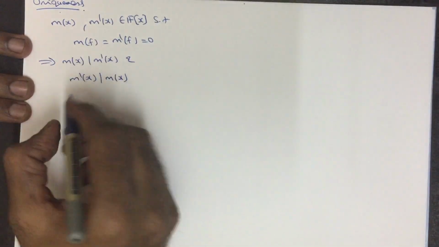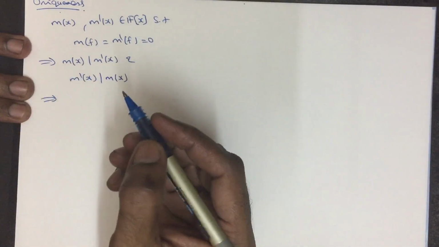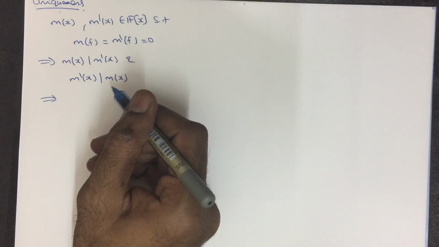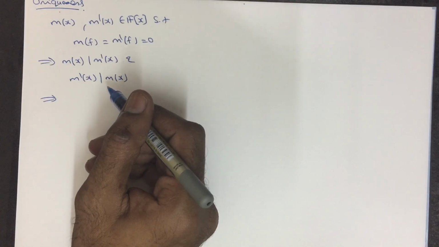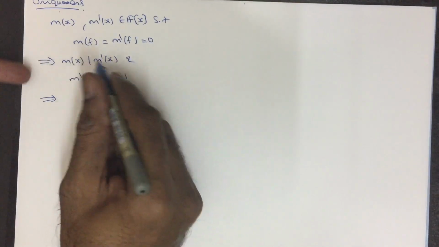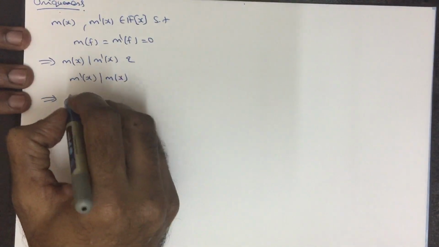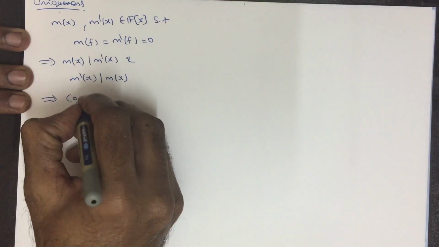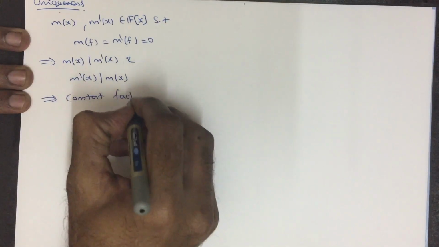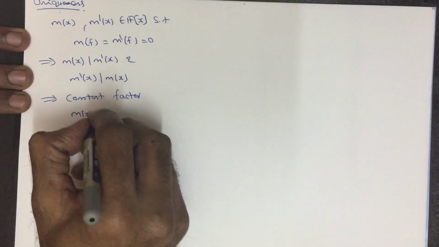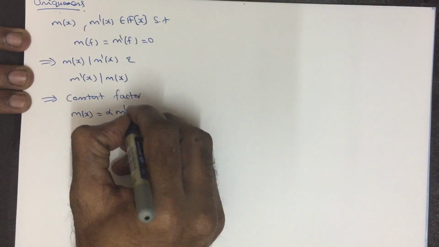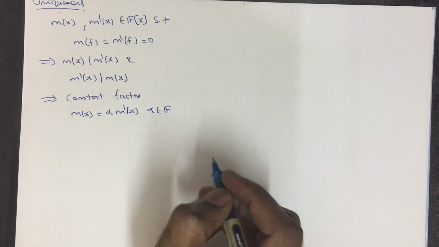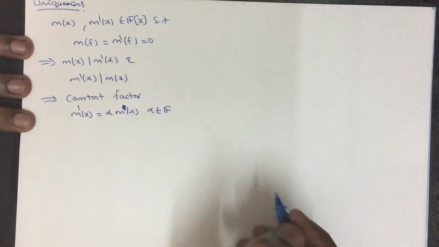And therefore what does this mean? This tells you that they can differ at most by a constant factor, because in polynomials, if you take a pair of constant polynomials, they divide each other. That's the only possibility by this condition. In other words, m of x is going to be some alpha times m dash of x for some alpha in F. Or you can also say that m dash of x is equal to alpha times m of x.